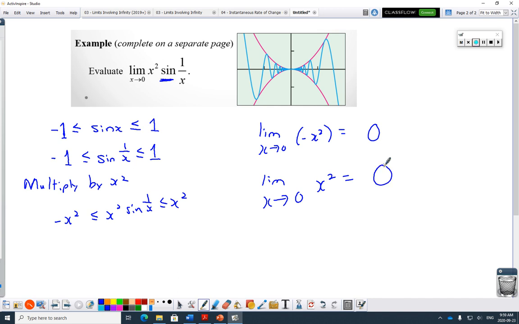Take a look at the picture. The two pink lines are x squared and negative x squared. Can you see them there? As you approach 0, they both head towards 0. X squared and negative x squared aren't very similar functions, really. But as you approach 0, they both head towards 0. And so now I've got, therefore, limit as x approaches 0 of x squared sine 1 over x. What's it got to head towards if it's trapped between these two things? It's also got to head towards 0.